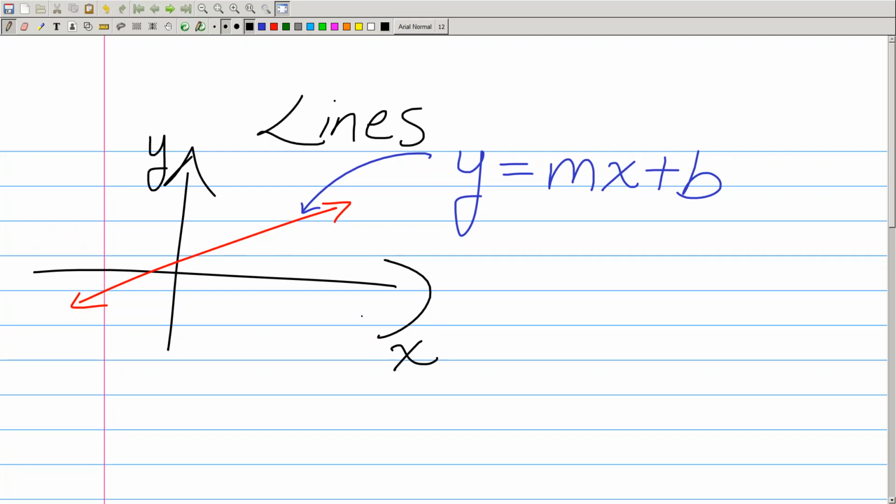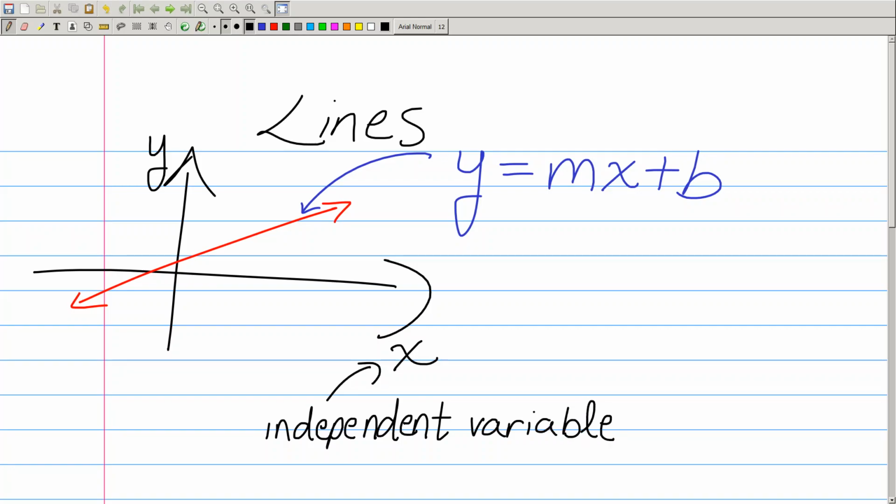x and y represent two variables. X here is the independent variable. This is the variable that you have the most control over, or this variable has more control over the other variable. So if we call x the independent variable, that makes y the dependent variable. So x is the independent, y is the dependent variable. These two are variables because they don't have specified values.